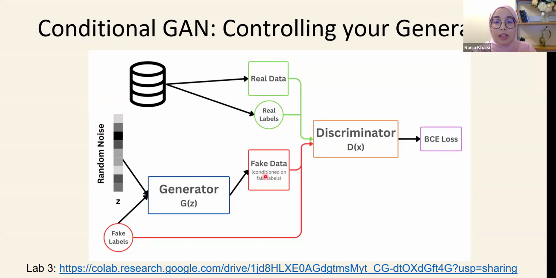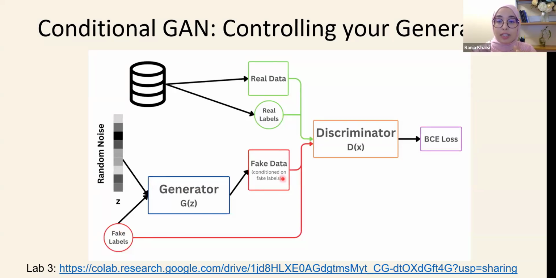Then for training the discriminator, like we used to do before, we pass the real images and the real labels, but we also give it the fake data. In this case, the fake data is conditioned on fake labels, so you give it the fake images plus the same labels that were used for generating that fake data.